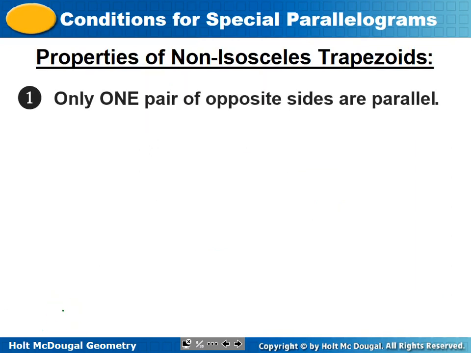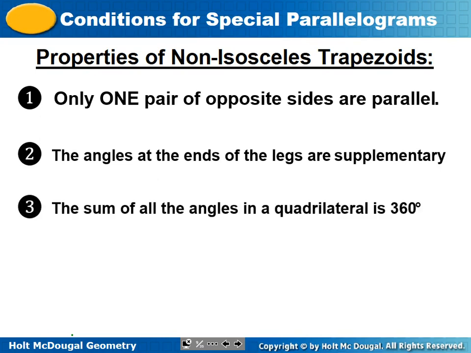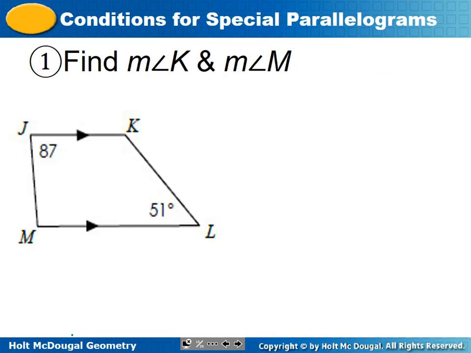So, the properties of our non-isosceles trapezoids are that only one pair of opposite sides are parallel. The angles at the ends of the legs are supplementary. And the sum of all the angles in a quadrilateral is 360 degrees. So now we're going to actually use these properties. So here again, we're going to talk through what kind of relationship.